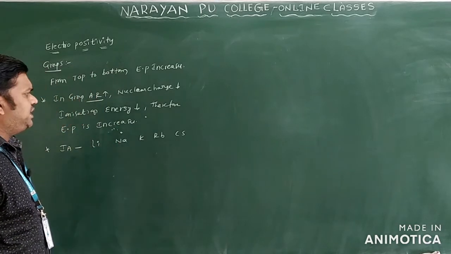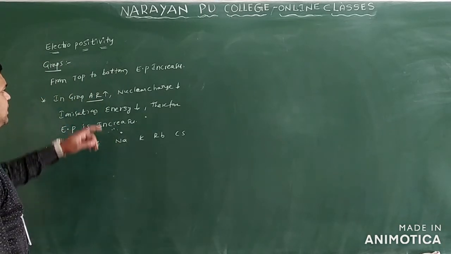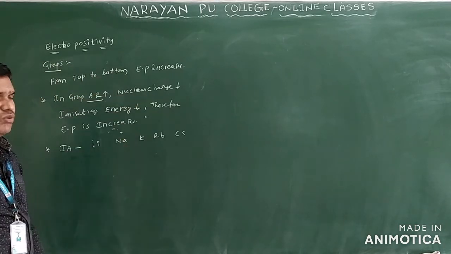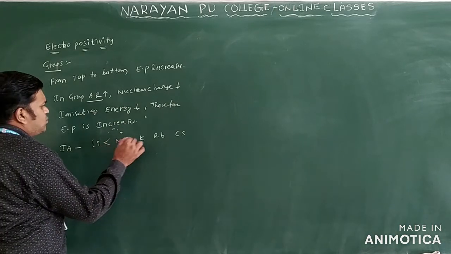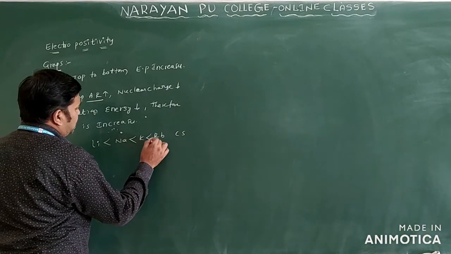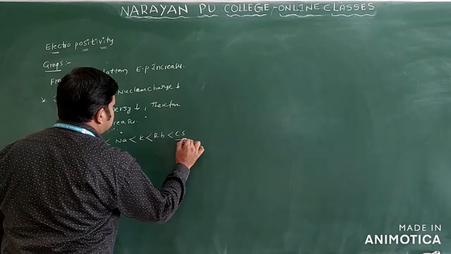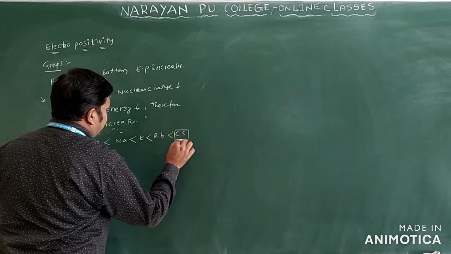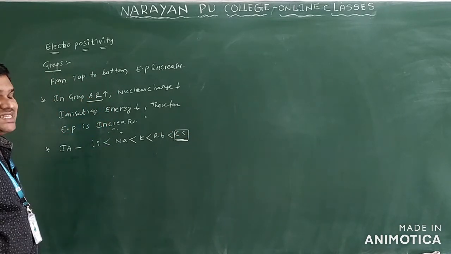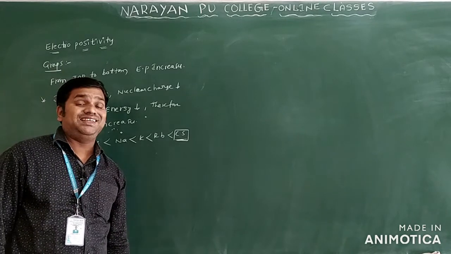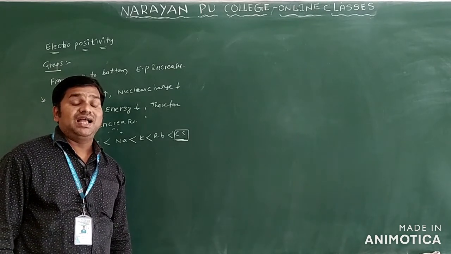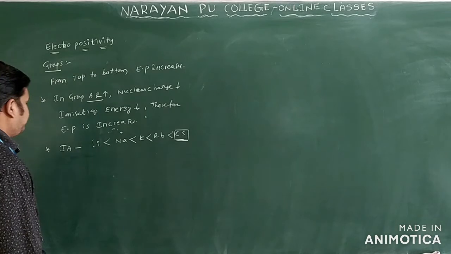So which one has the highest electropositivity? From top to bottom, electropositivity increases. So lithium is less than sodium, sodium less than potassium, potassium less than rubidium, rubidium less than cesium only. So cesium is the element which has the highest electropositive nature in the entire periodic table. Clear?